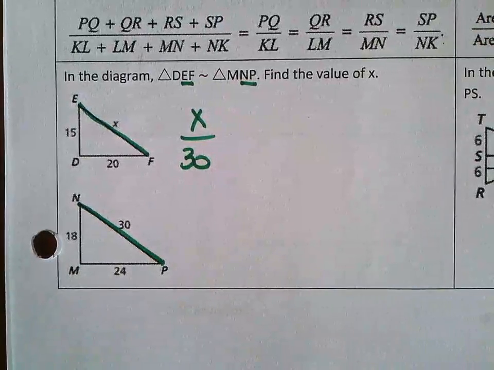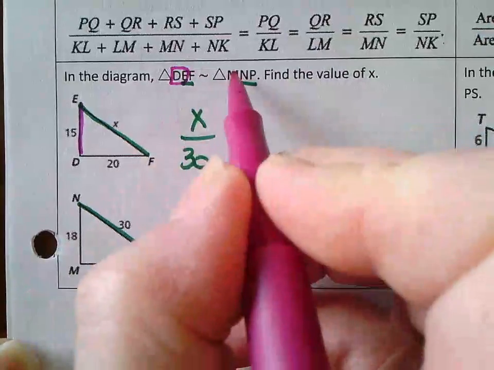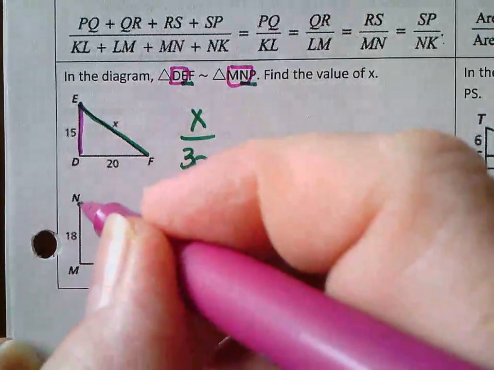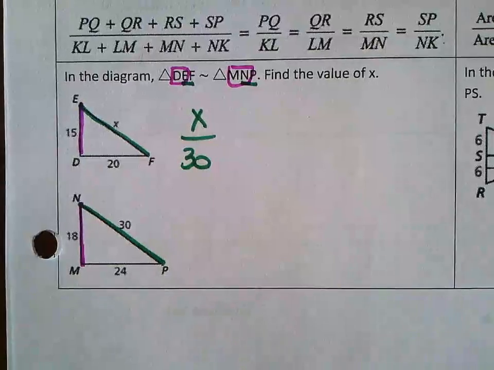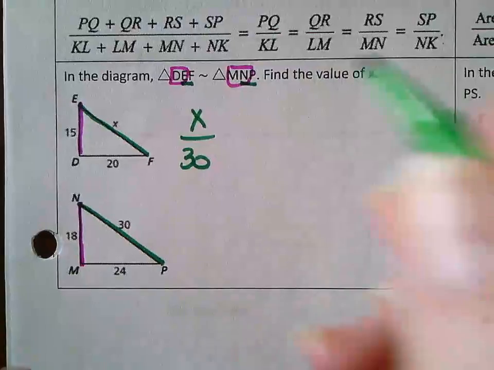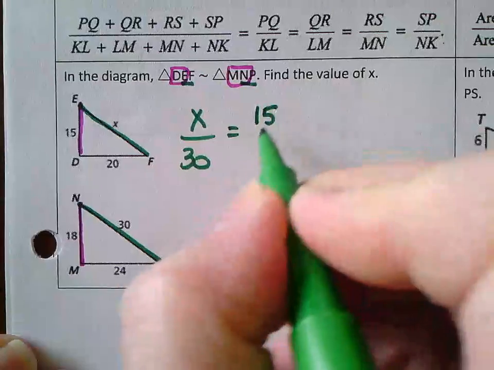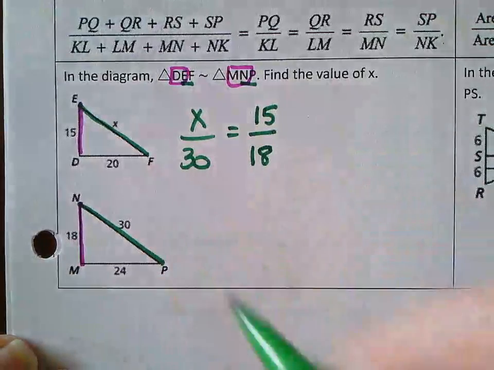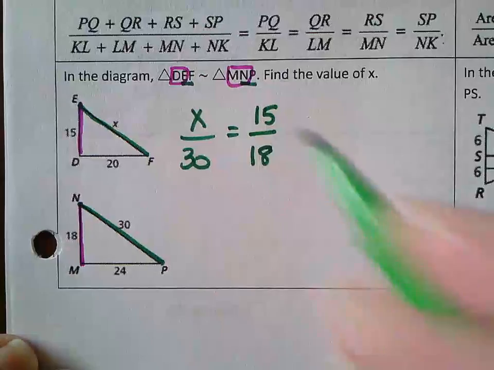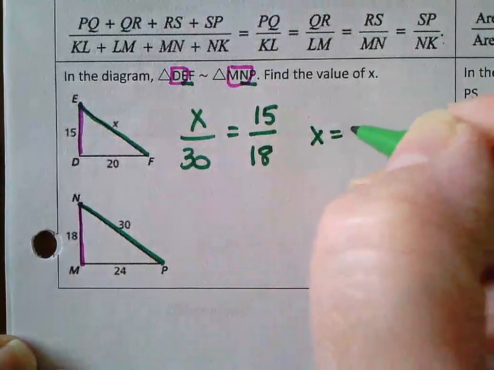And then I can just pick any other side. So I'm going to pick ED, no particular reason. ED is similar to MN. So that's the side I'm going to use for that. So this is 15 over 18. And I would just cross multiply and divide and get X equals 25.